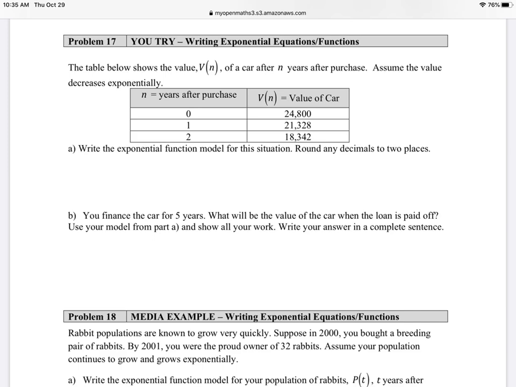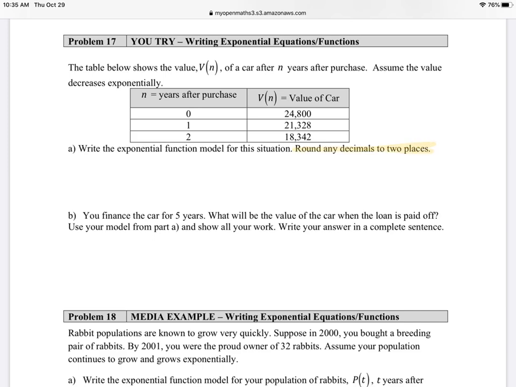So this one says the table shows the value V of n of a car after n years after purchase. Assume the value decreases exponentially. So we look at this table and we see that they show us the years after purchase and the value of the car, and it is decreasing. A asks us to write an exponential function model for this, and they tell us to round to 2 decimal places, so that's going to be important to us.